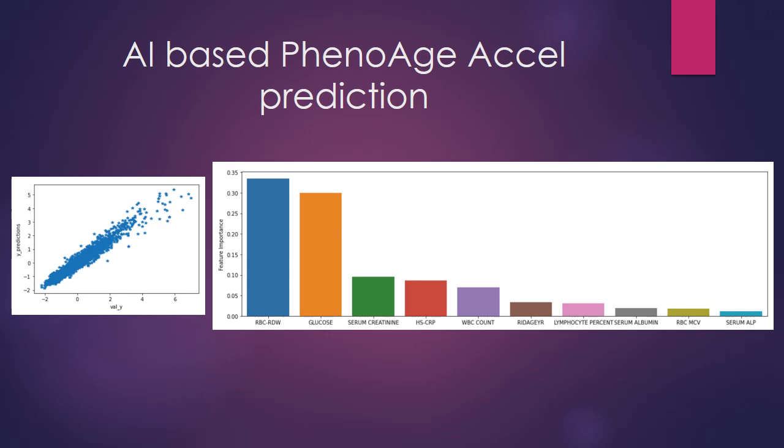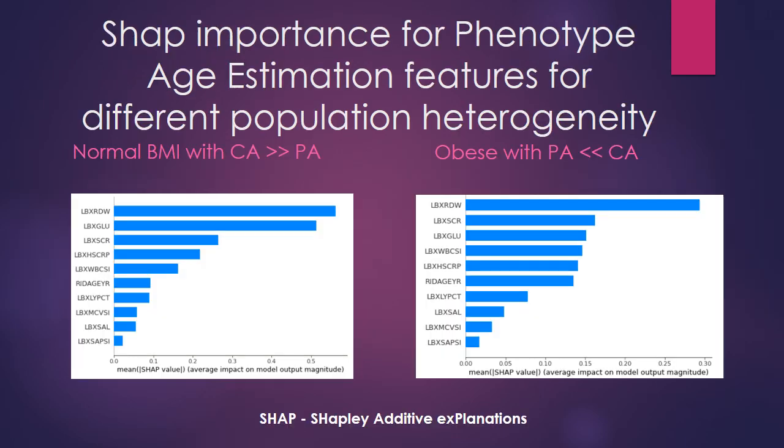AI-based PhenoAge prediction uses an AI model to rank the most important features driving age acceleration, identifying factors like RBC distribution width, fasting glucose, and serum creatinine as highly influential. SHAP importance for phenotypic age estimation features for different population heterogeneity.